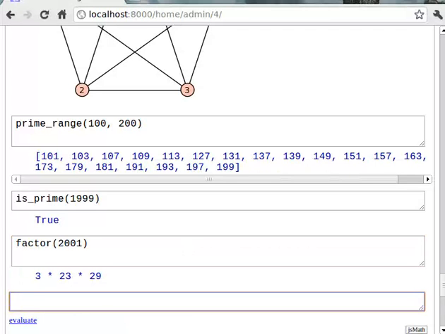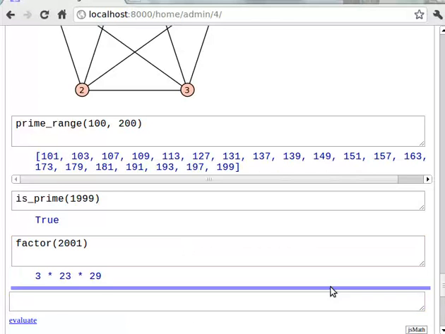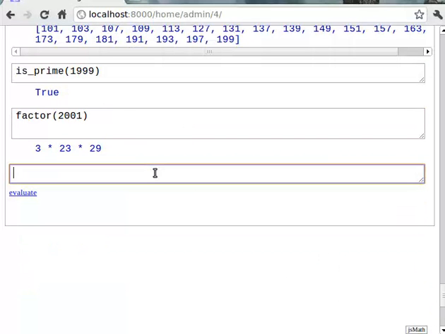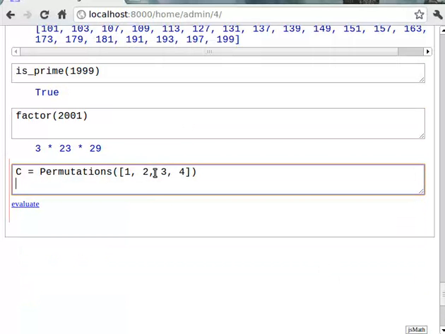So the permutations function gives the permutations of 1, 2, 3, 4. So for that you can type C is equal to permutations within brackets 1, 2, 3, 4, and next you can type C dot list, then closing brackets.